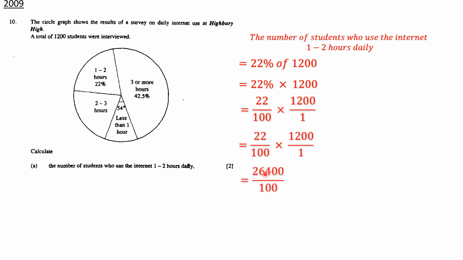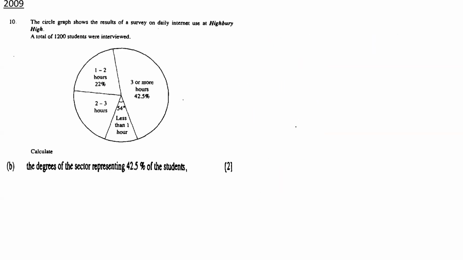Yes, 26,400. I do not need this extra line, so we can go straight to this line right now. When we do 22 times 1,200, we get 26,400, and 1 times 100 is 100. So it's 26,400 divided by 100, which is 264. Okay, let's move on to the next question.